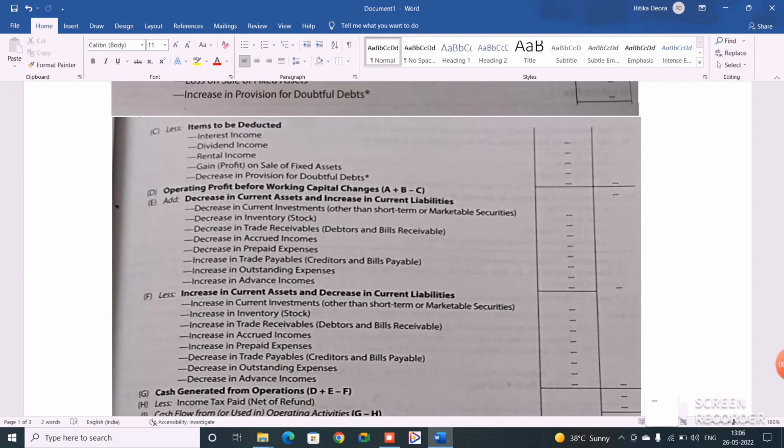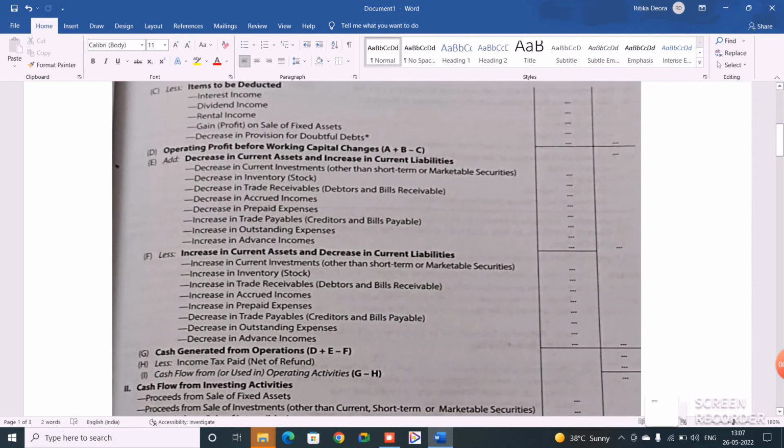Similarly, for current liabilities, it's the opposite way around. Increase in current liabilities is added. So in this way, we treat current assets and current liabilities. I'll tell you once more. Decrease in current assets and increase in current liabilities are added, and increase in current assets and decrease in current liabilities are subtracted. And I hope the logic is very clear to you.